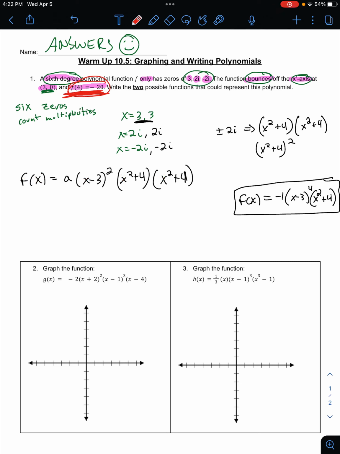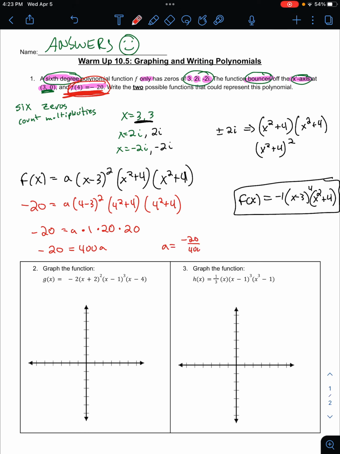So this time, if I plug in 4 for x, again I'm going to get 4 minus 3 is 1, squared is just 1. 4 squared plus 4, we said that was 20, and 4 squared plus 4 is another 20. So I'm going to end up with negative 20 is equal to a times 1 times 20 times 20. Doing all that out, we get negative 20 is equal to 400a, and then a is going to be equal to negative 20 over 400, which is equal to negative 1/20.